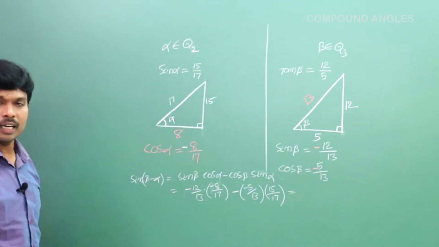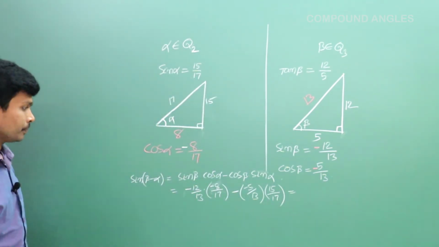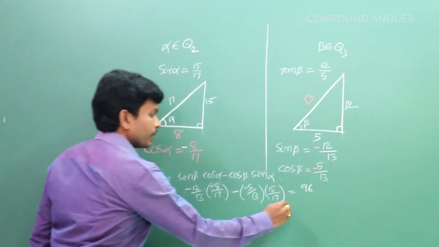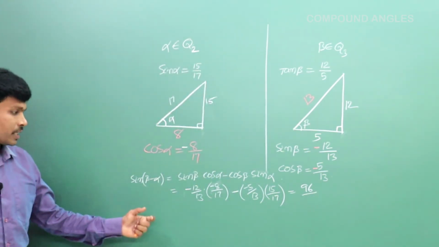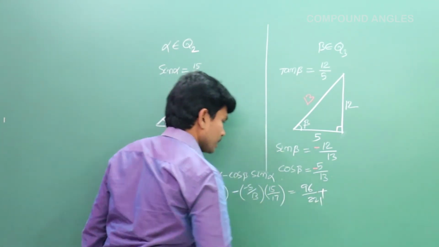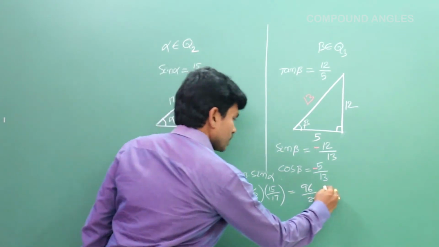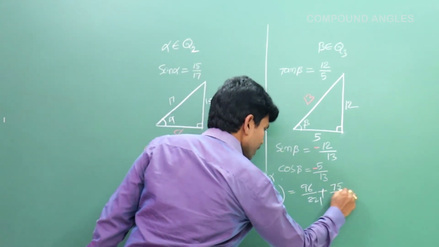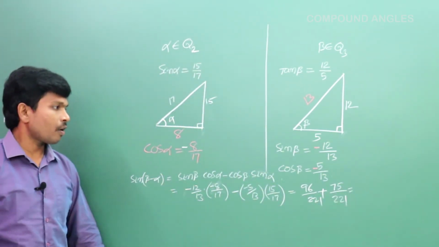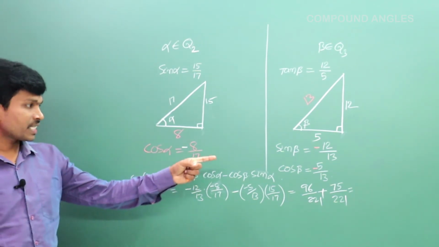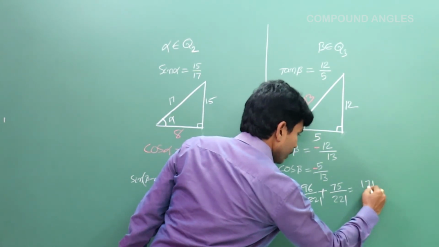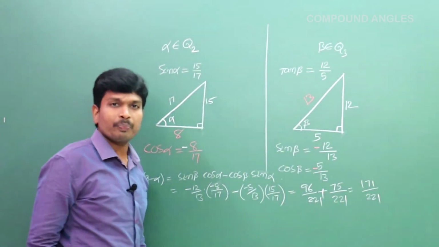Now say me this answer. 12 8s are how much? 80 plus 16, 96. Negative into negative, positive now. By 13 17s are how much? 13 17s are 221. Yes, good. Minus into minus, plus. Now 15 5s are 75. Yes, 75 by 221. So what is your final answer? 96 plus 75, how much? 171, na? Yes, 171 by 221. It is the final answer.